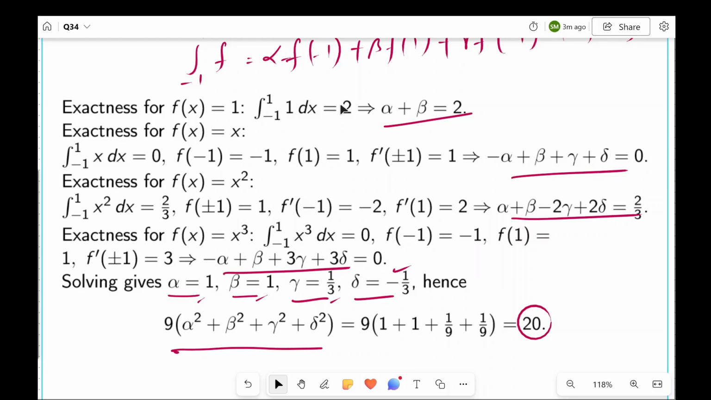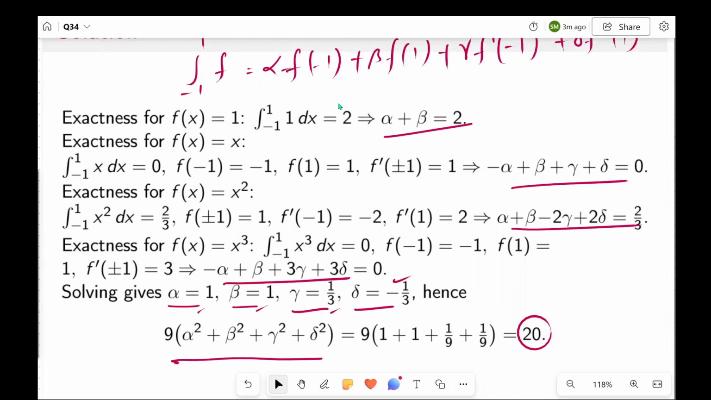So the point is that since the given equation is exact for polynomials of degree less than or equal to 3, we only used four polynomials: f(x) equal to 1, f(x) equal to x, f(x) equal to x squared, and f(x) equal to x cube. And we get four equations involving alpha, beta, gamma, delta, and then we solve this problem. Okay, but you may ask why we choose f(x) equal to x squared as the particular polynomial. The point is that instead of x squared, you can consider 2x squared, but you will get the same thing, because choosing a particular f doesn't matter.